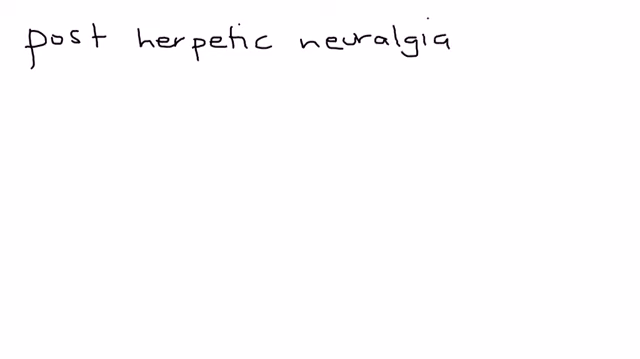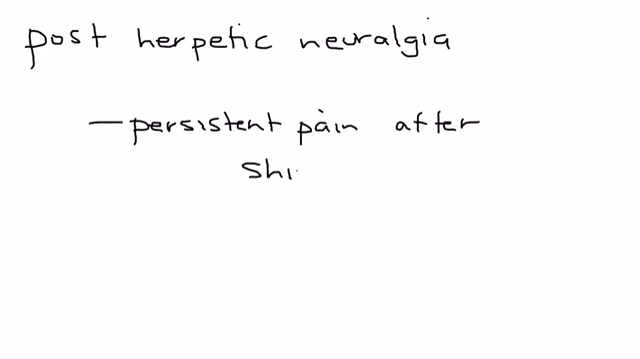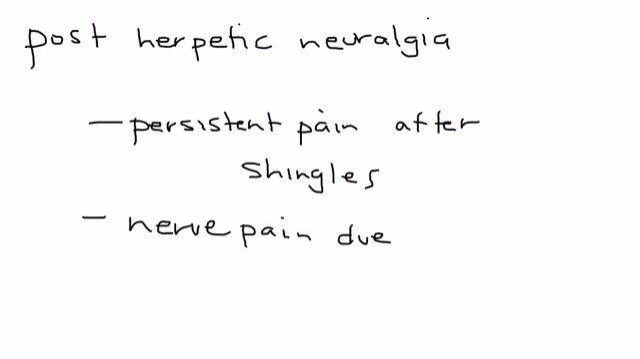One final point I wanted to mention before I look at the clinical vignettes is there's something very important known as postherpetic neuralgia. Basically what this is, is persistent pain that stays with the patient after shingles resolves. And the reason is because the nerve that the virus affected has been destroyed, and that is causing this persistent pain.